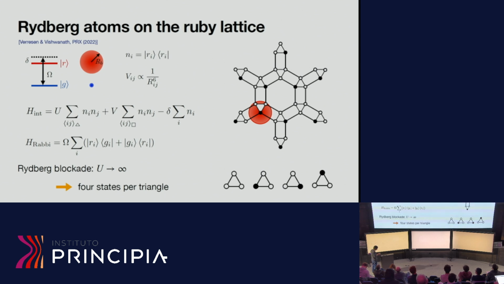Yeah, so this would be this Rabi term. And so we're going to work in this Rydberg blockade limit where I'm going to take U to be infinity, but we keep this interaction V between states on the atoms on the rectangles.